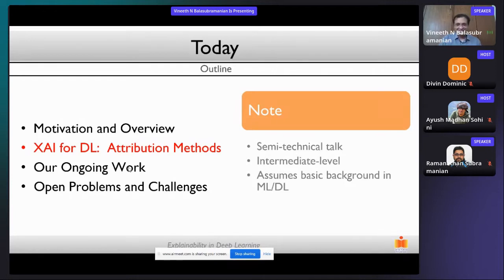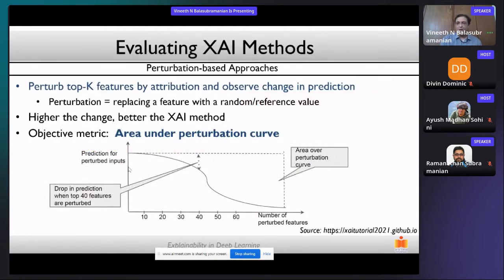So the next segment perhaps is going to be a little semi-technical. We'll talk about some of these attribution methods that are used specifically in deep learning. I think that's the flavor of the day today. So we'll probably focus on that and talk about a few methods that are being used around the world. But before I go into methods, a more fundamental question is, how do you evaluate explainable methods? Before we talk about methods, it's important to know what is a good method. Then only you can appreciate the method per se.